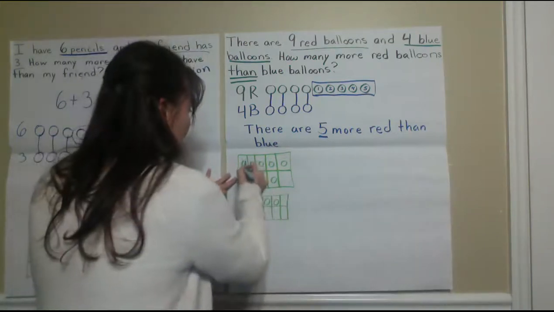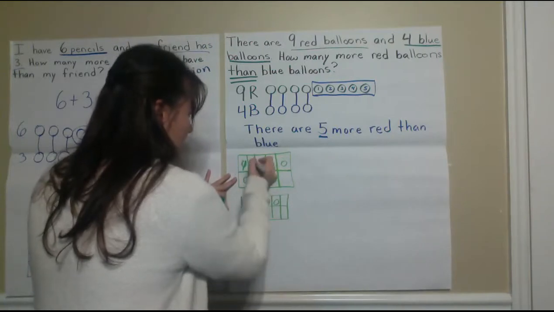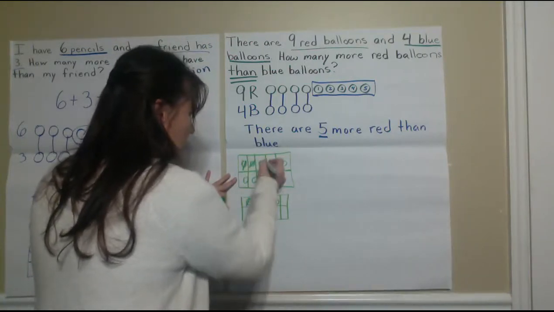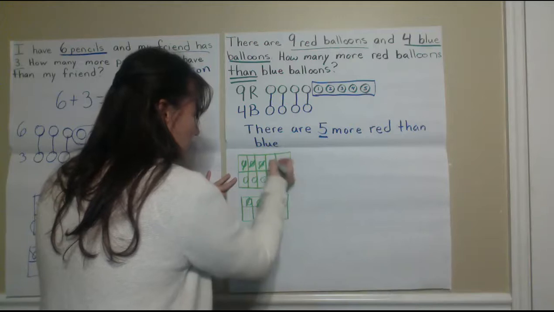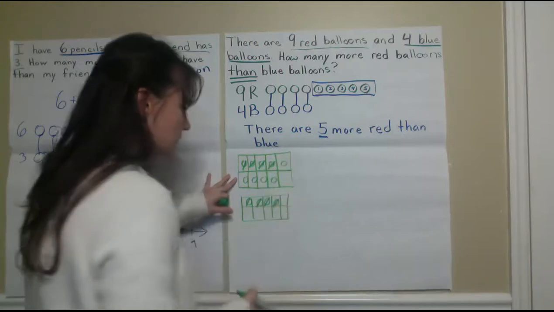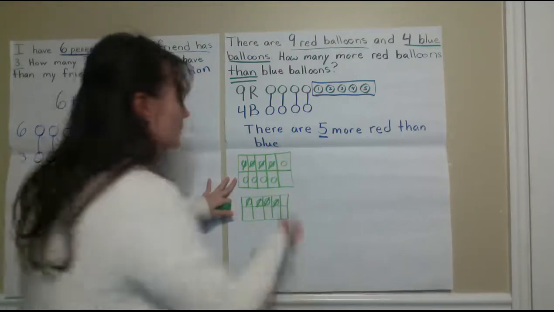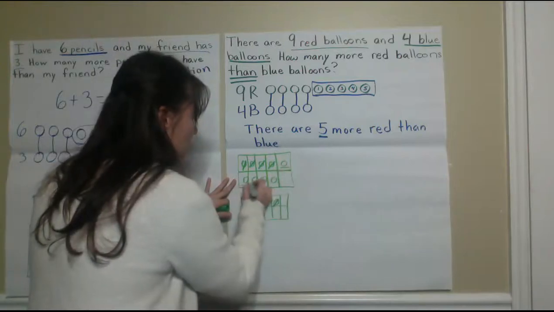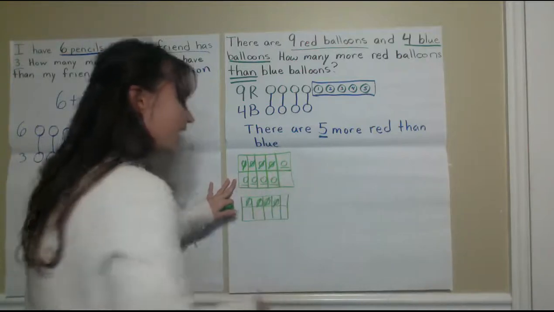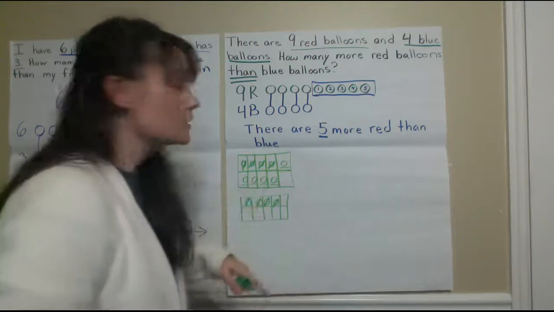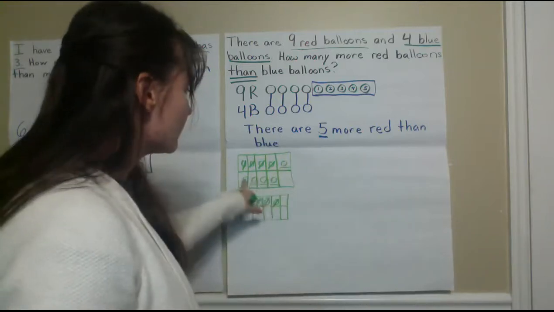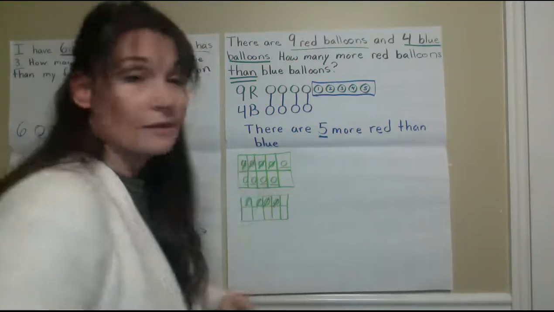So I know that this one matches with that one, this one matches with this one, and so on, until all the blue ones are matched. And that left me with 1, 2, 3, 4, 5 left over. So there are 5 more red than blue.